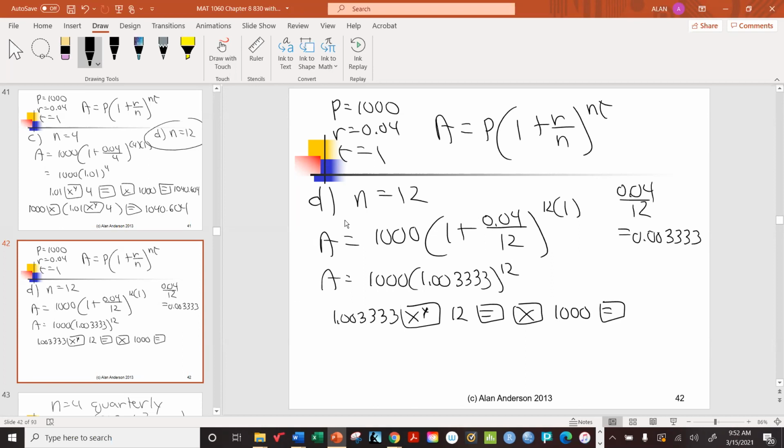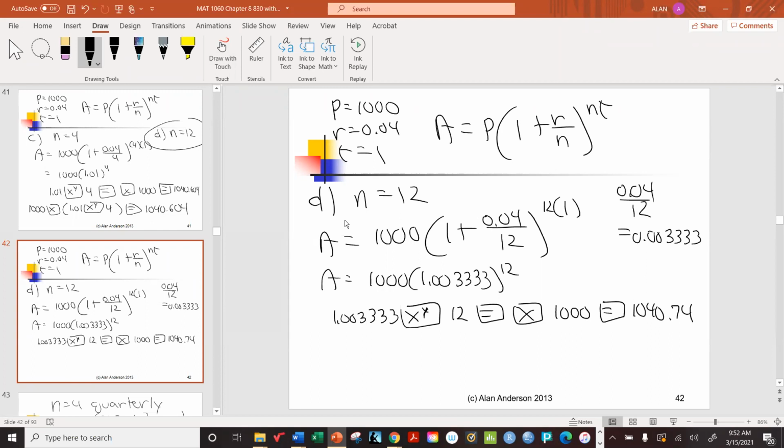Let me just double check that on my calculator. 1.003333 raised to the 12th power times 1,000. That's going to give us about 1040. Let's say we'll round it to 74 cents. How about that?